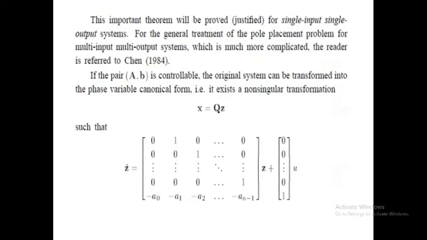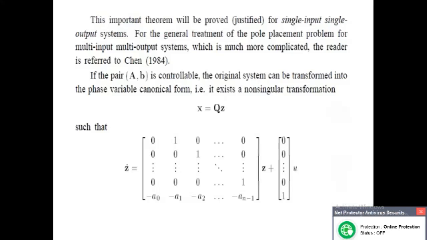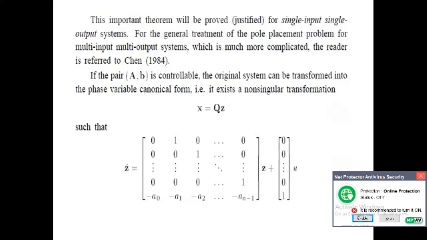Now see here, this is a very important theorem, and it will be proved or justified simply for a single-input, single-output system. For the general treatment of the pole placement problem for multi-input, multi-output systems, which is much more complicated, the reader is referred elsewhere. So, if the pair A and B is controllable, the original system can be transformed into the phase variable canonical form. That is, there exists a non-singular transformation.